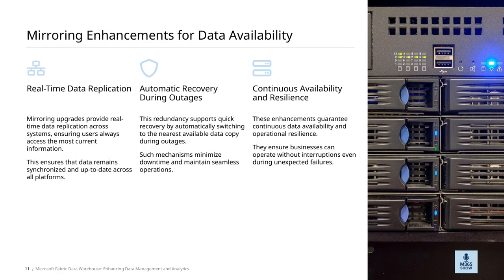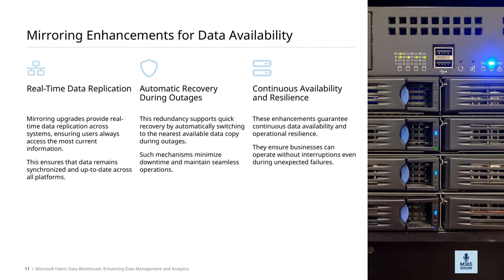Now, let's talk about the mirroring enhancements for data availability in Microsoft Fabric Data Warehouse. These improvements are all about ensuring that your data is always accessible and that your operations can continue smoothly, even in the face of unexpected failures. What this means in practice is that these enhancements guarantee continuous data availability and operational resilience. So, if there's a system failure, your business can keep running without disruptions.